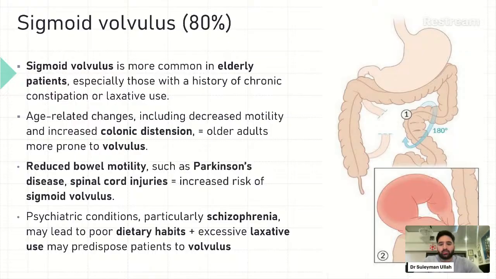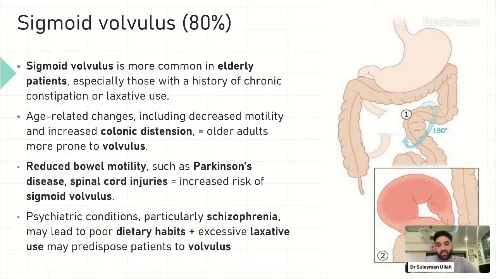And if they've been using laxatives for a very long time, they are more prone to volvulus. Also decreased mobility as well. So you'll commonly see this in a care home resident that's come in. They've got dementia or Parkinson's. They're on 3 different laxatives and they have been for 5-10 years.